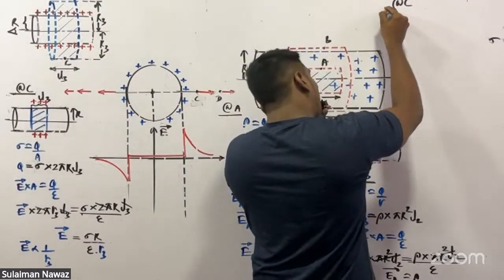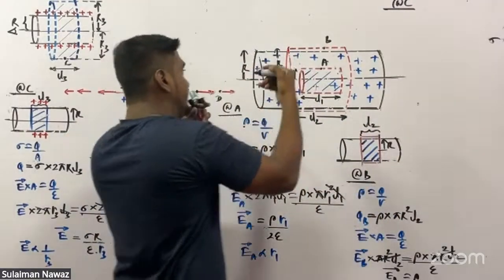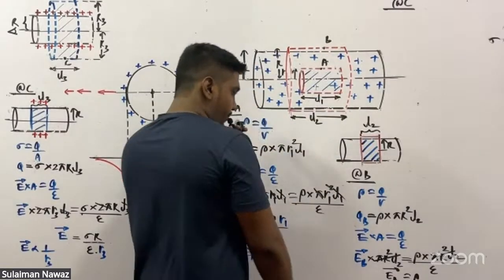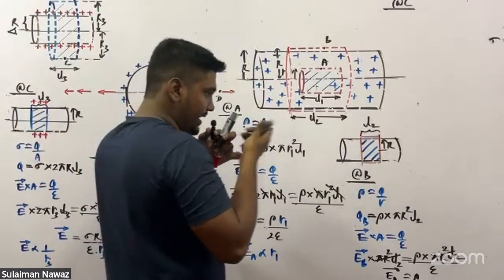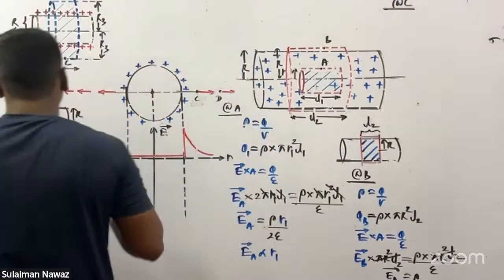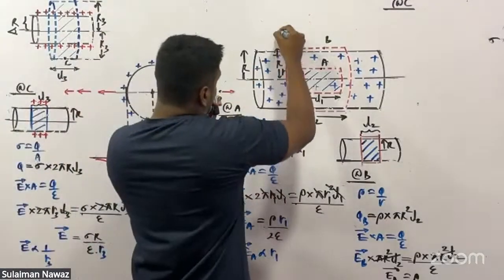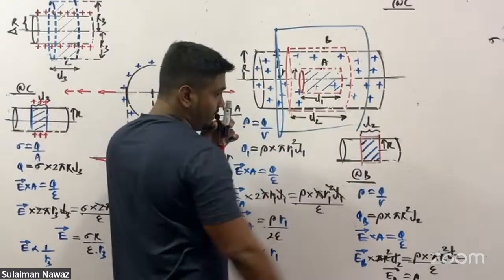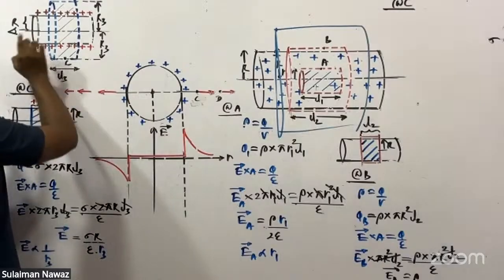Again, you want to select your Gaussian surface. Where is the point C? Point C is far from the non-conductive cylinder. Select a Gaussian surface. This time my Gaussian surface is going to be something like this. I draw it here. The radius is capital R.